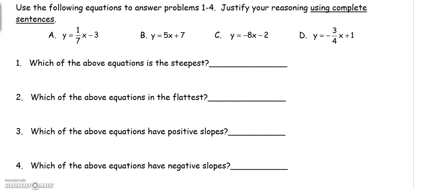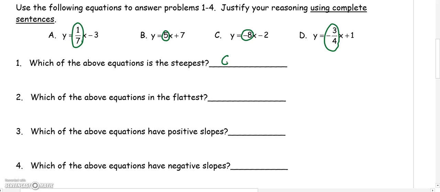When we're trying to figure out which one is steeper or less steep, we're just going to look at our slopes, which are the number or the coefficient in front of x. We're not going to worry about which one is negative or positive when we're talking about steepest. We're just looking for the biggest number. So in this case, the biggest number would be 8. So equation C would be the steepest.